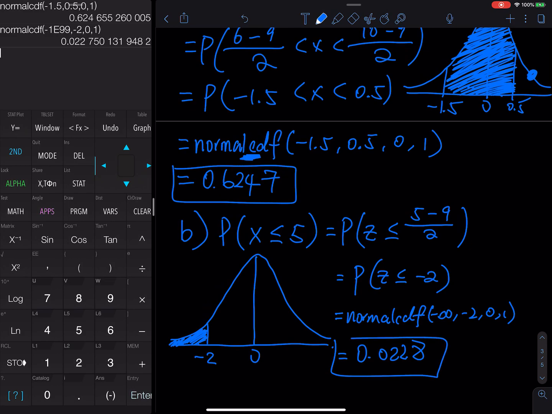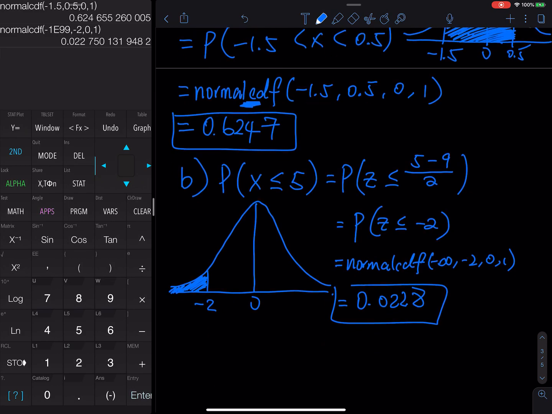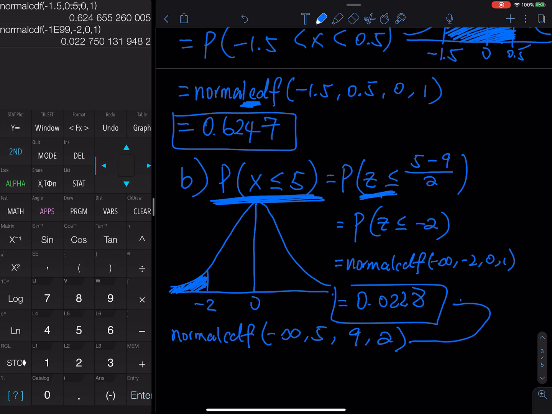I forgot to do the shortcut, right? So the shortcut, one command to get straight to the probability, is normal CDF from negative infinity to 5. The mean is 9, the standard deviation is 2, because we are taking x. X is before standardization. Z is after standardization. So this is one command to give you the same answer as the previous one.